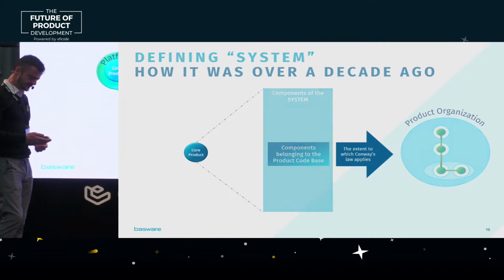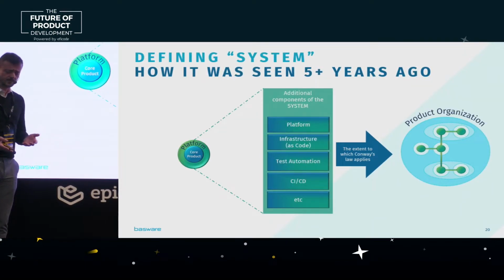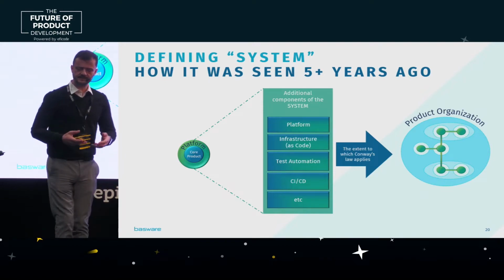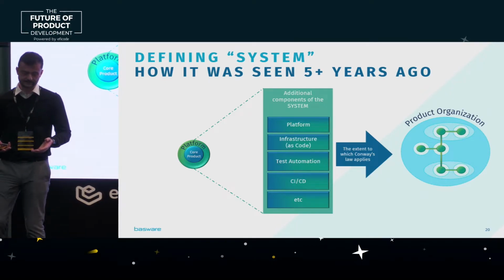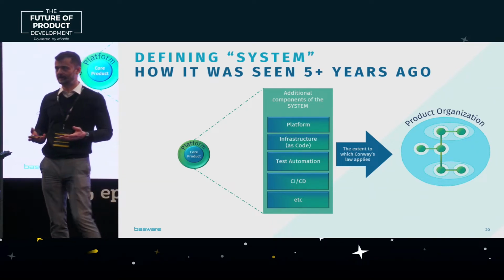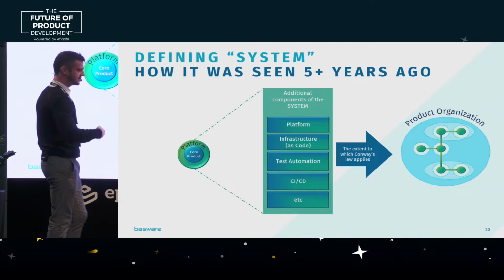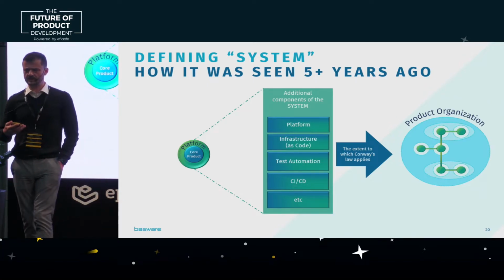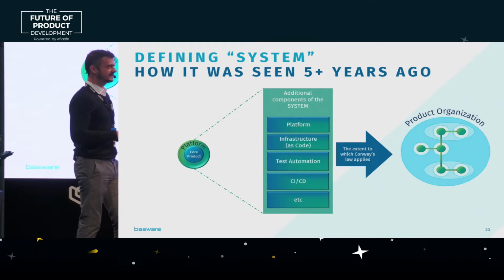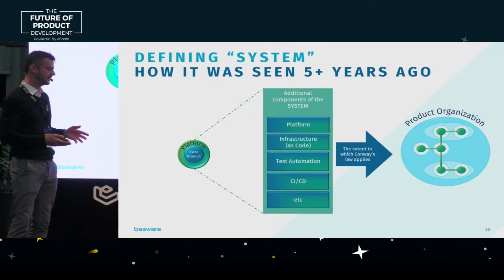Again, some arbitrary timeline ago, let's say 5 years, the system started to be perceived as more than just the core product, but the platform as well. So the system, the platform, the shared services upon which the product resides, as well as all of the systems that were necessary to facilitate the delivery of that solution, that system, into use. So we're talking about the platform services, the shared services, the infrastructure as code, the test automation, the CI/CD systems, things like that. And as a result of this, the effects of Conway's law started to expand to a larger subset of the product organization.